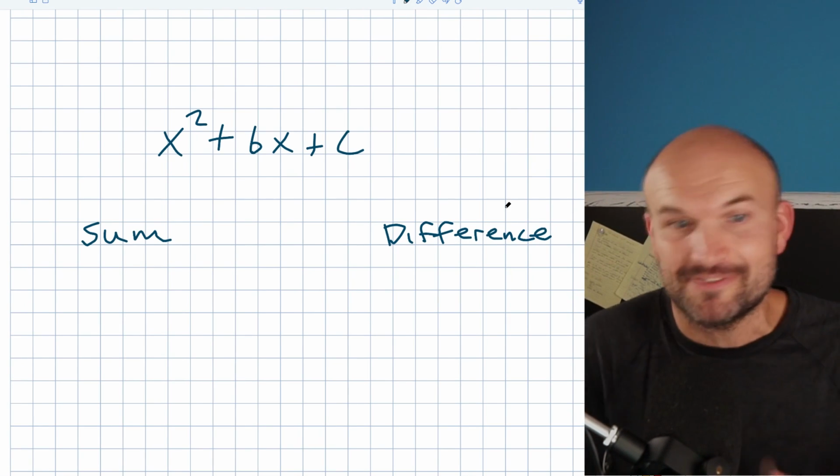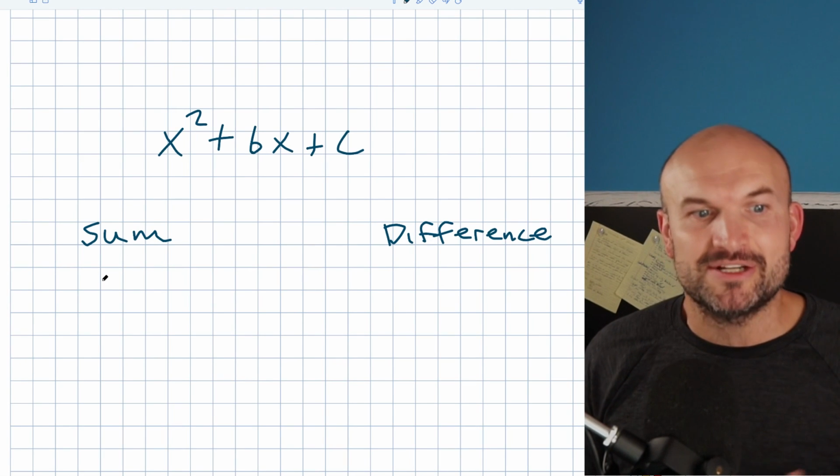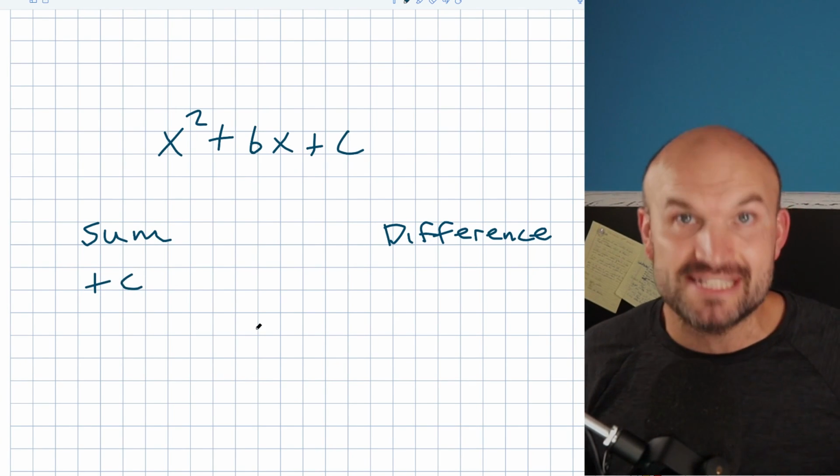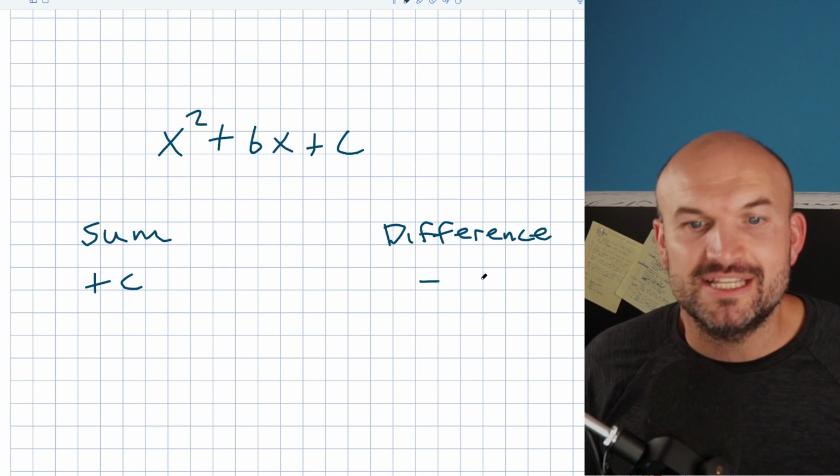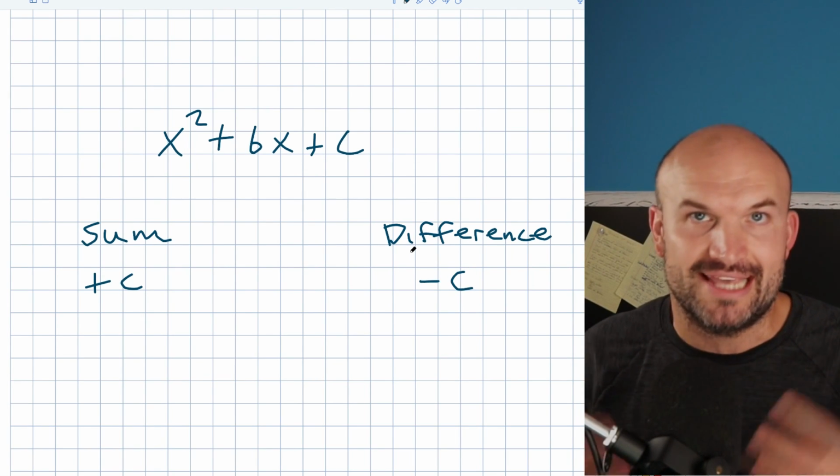Now, how do you know the difference between those two? The difference is going to be your c. When you're dealing with a positive c, you're dealing with a sum. When you're dealing with a negative c, you're going to be dealing with a difference.